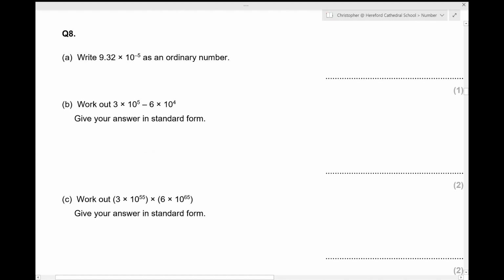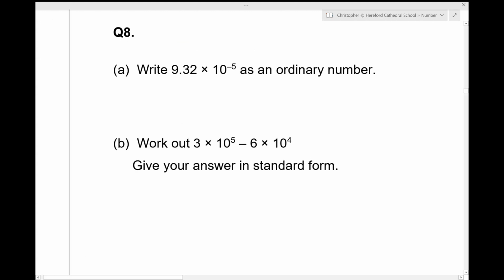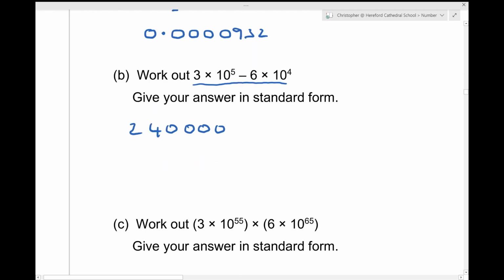Question 8. Right, I've got to write this as an ordinary number, move the decimal point 5 places. The first movement's going to take care of the 9, and then there would be 4 more jumps before the decimal point there. Work out this in standard form. Well, if I put that into my calculator, I get the answer 240,000. So write that in standard form. That's going to be 2.4 times 10 to the 1, 2, 3, 4, 5.